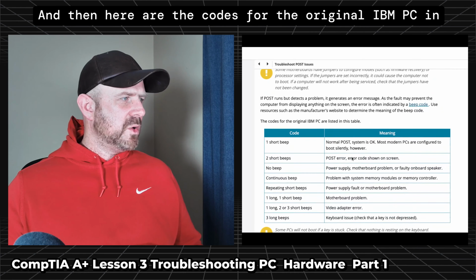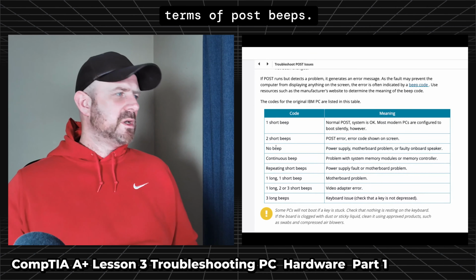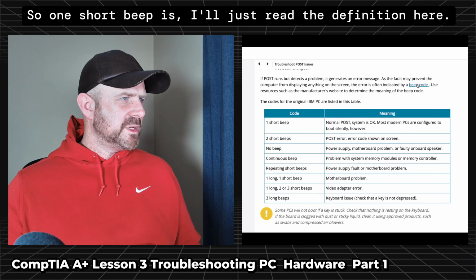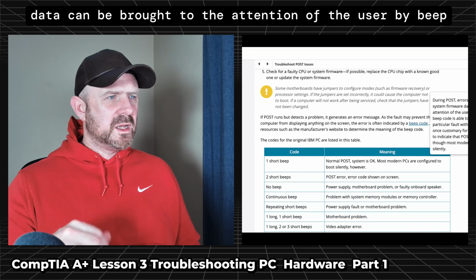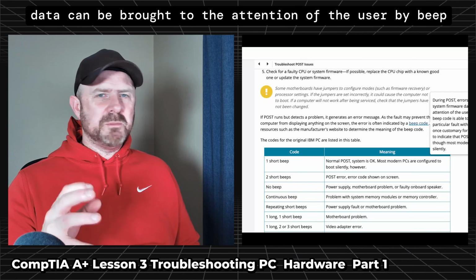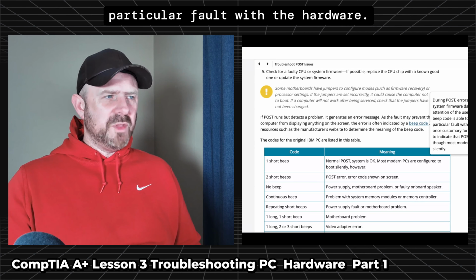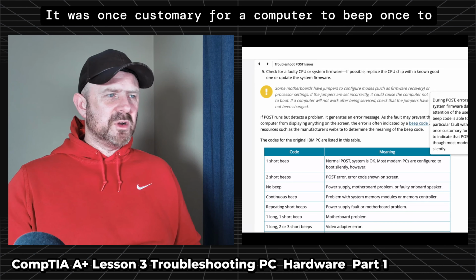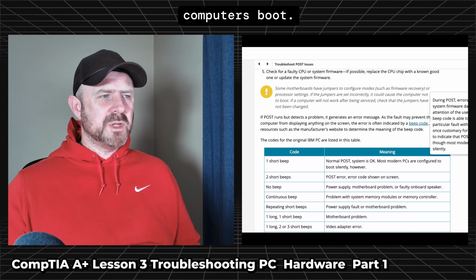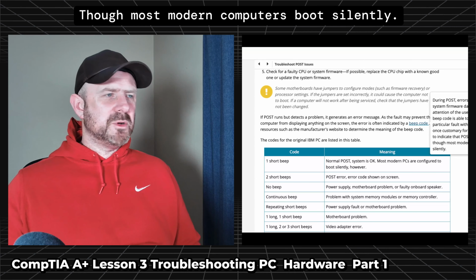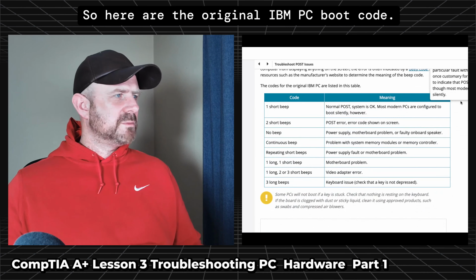And then here are the codes for the original IBM PC in terms of POST beeps. During POST, errors in the hardware or the system firmware data can be brought to the attention of the user by beep noises. Each beep code draws our attention to a particular hardware fault. It was once customary for a computer to beep once to indicate the POST had been successful, though most modern computers boot silently. So here are the original IBM PC boot beep codes.